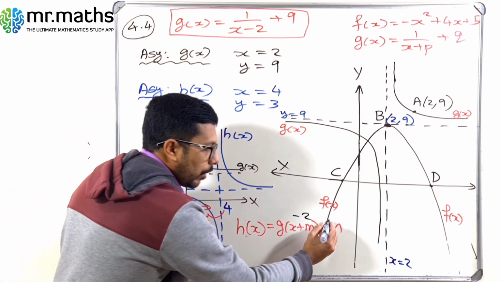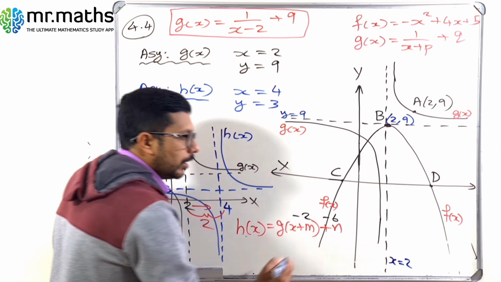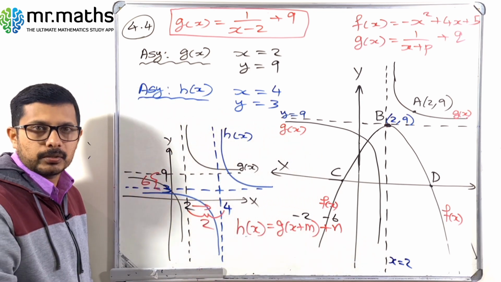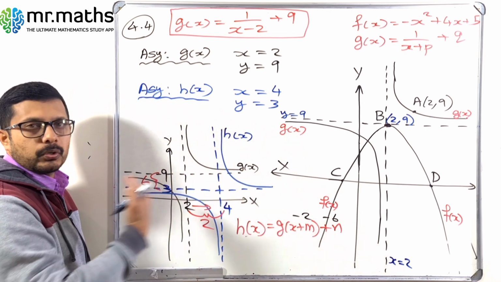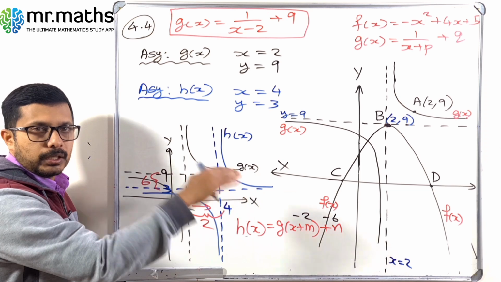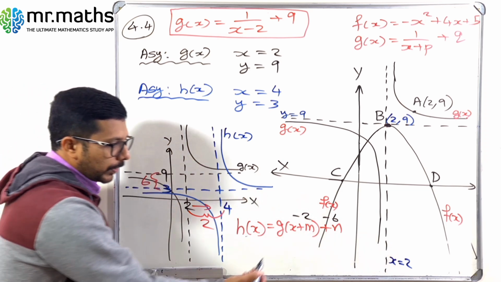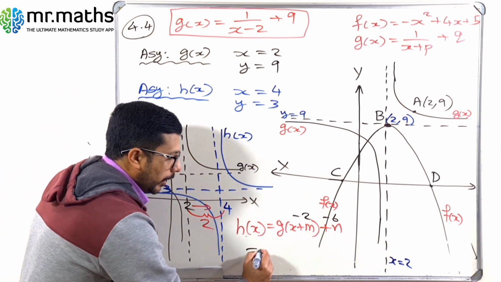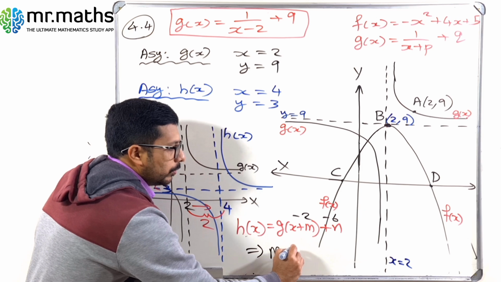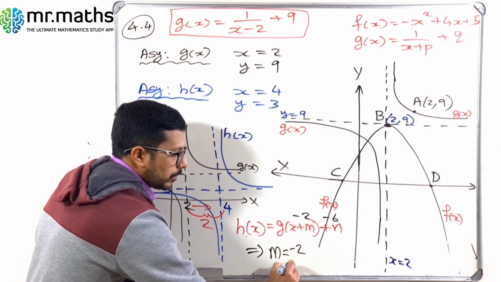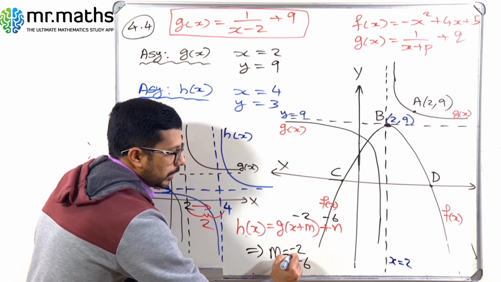So 6 units downwards, if it is downwards, it's minus 6. The only difference is right or left. Right means negative. Down means negative. So what is the value of m? It implies that m is equal to minus 2 and n is also minus 6.